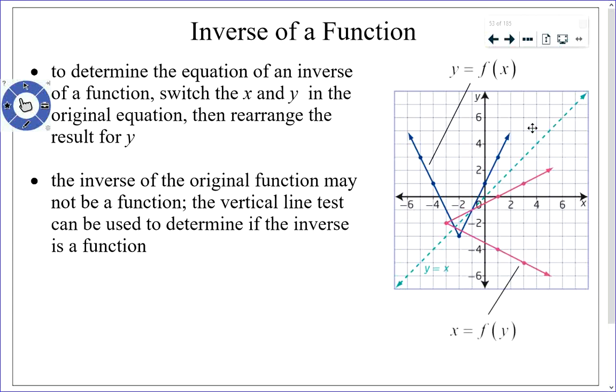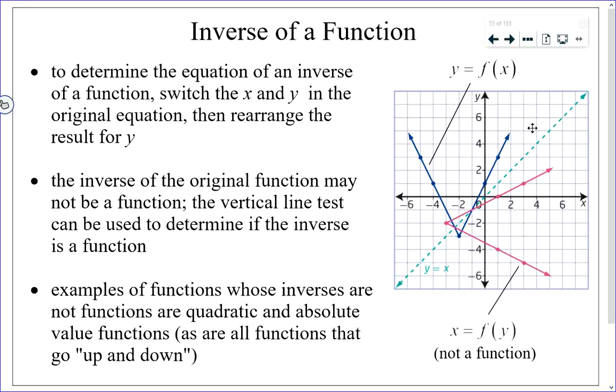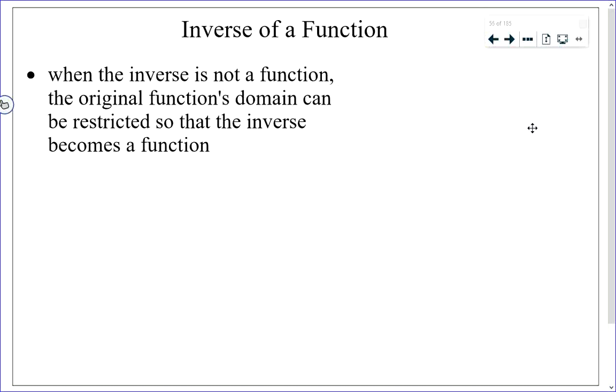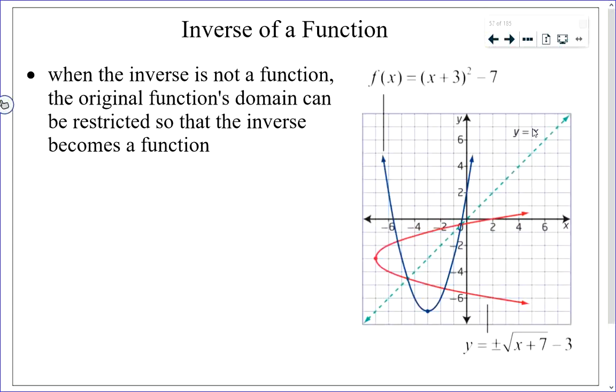So we have y equals f of x, and we have x equals f of y. But x equals f of y is not a function. Any function, we're talking an original function here, any function which goes up and down in any fashion will have an inverse which is going to go left and right. And if the inverse goes left and right, the inverse will not be a function. When the inverse is not a function, sometimes you're asked to restrict the domain of the original function so that the inverse becomes a function. So let's talk about that.